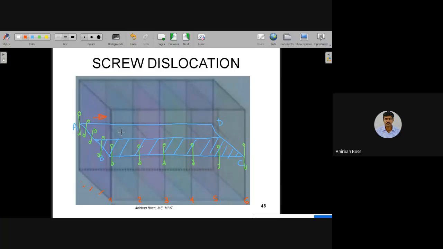Remember, this part is the unslipped part. We have not cut it. We have cut only this, all the bonds above and below in this region. So along that plane, we have cut all the bonds only, and we have given a push at the top with respect to the bottom. Now try to visualize what will be the shape of the crystal because of that.